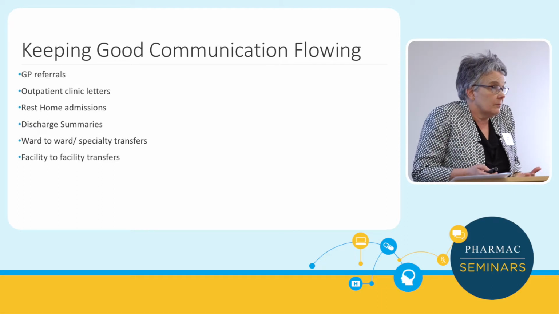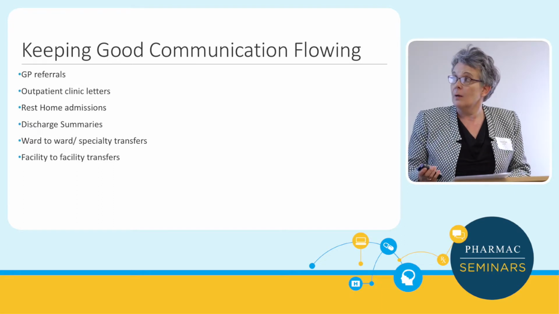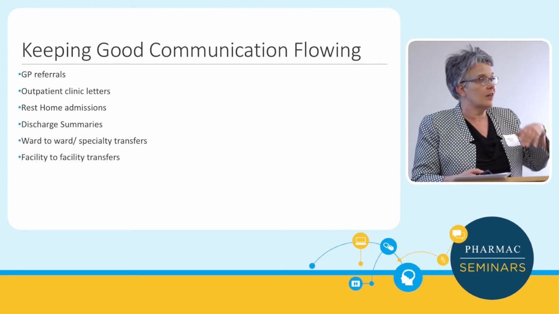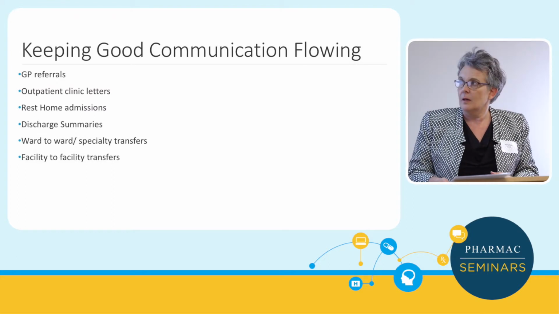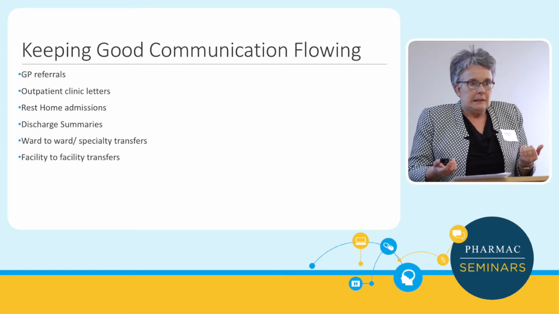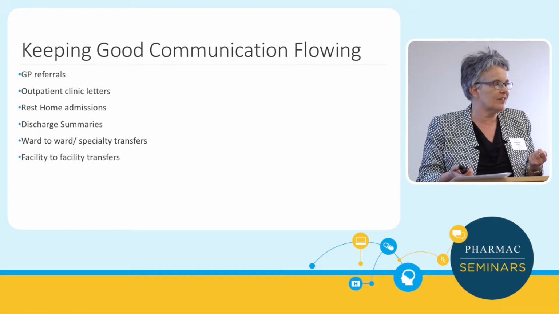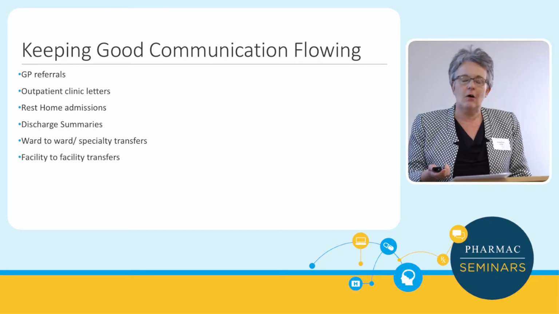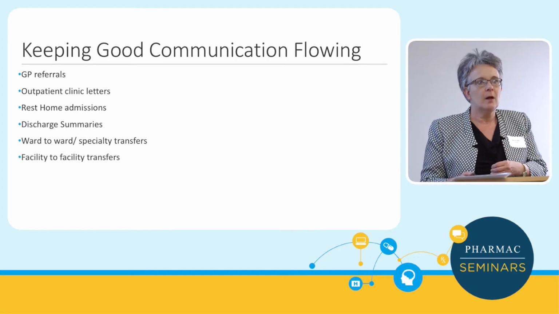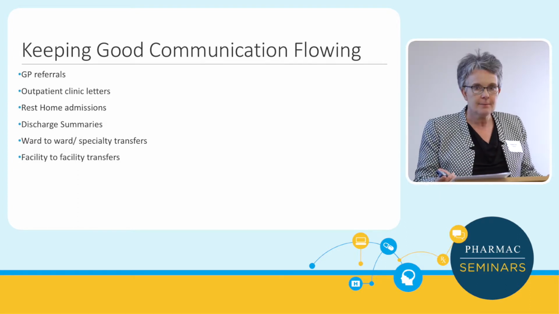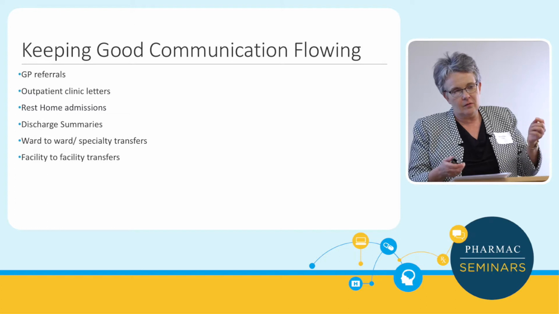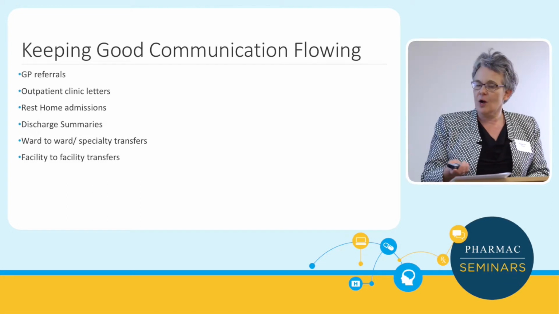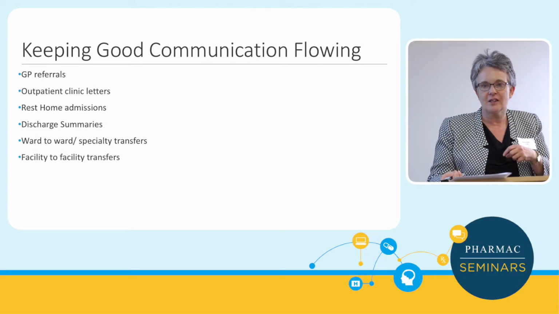How can we do that? These are just some of the things. There's probably more, but I've come across GP referrals to the hospital. We have outpatient clinic letters, so they go back to the GPs through their system. Rest home admissions can be a little bit fraught with what exactly is going on. You might get partial information. You might not get a lot. Often we get the drug chart to say they're on warfarin, but we've got no idea what their current dosing plan is. If you're lucky, you might get all of the drug charts so you can see maybe the new additions. So sometimes incomplete information comes in from the rest homes.